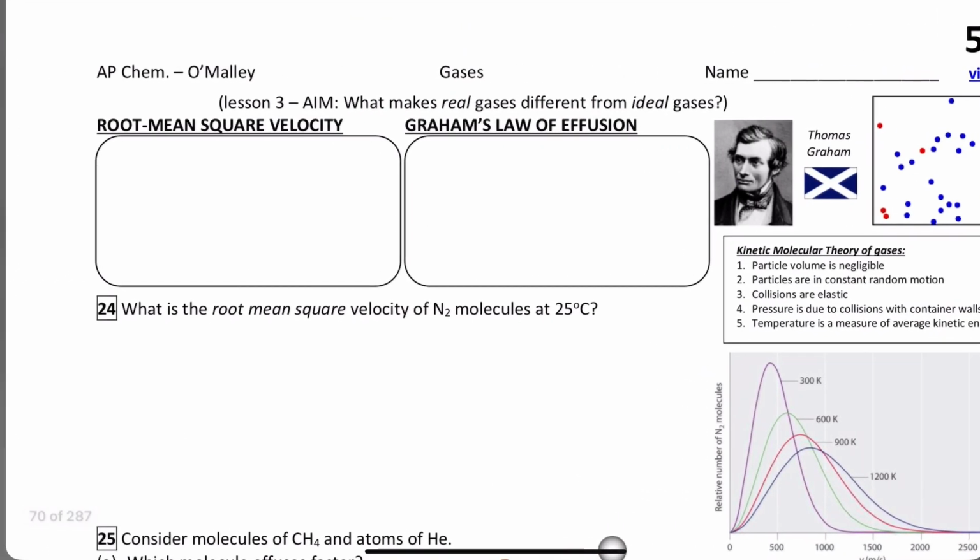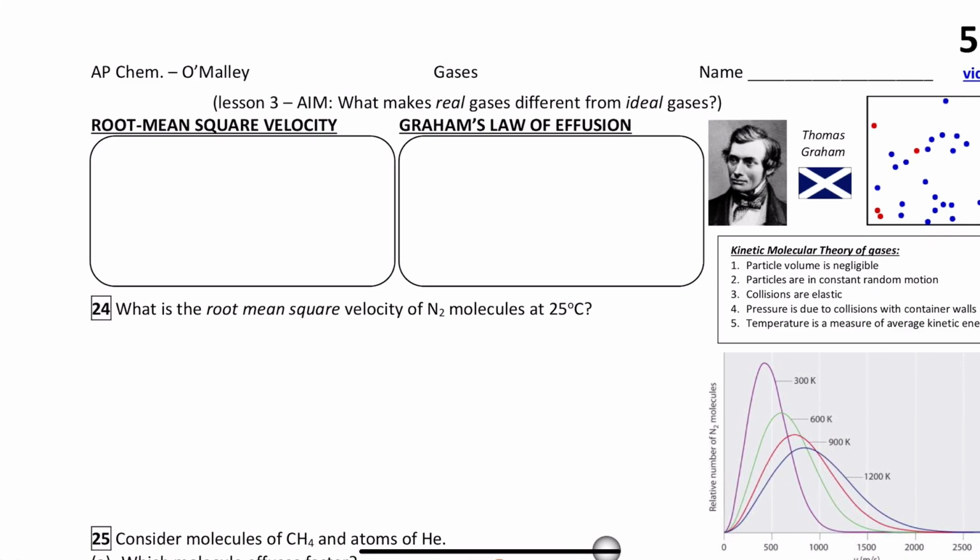Okay, so there are two new equations to look at for today. The first is a calculation of what's called the root mean square velocity. We symbolize this with the letter U, usually abbreviated RMS, and it's equal to the square root of 3 times R times the temperature divided by the molar mass. The most important thing to get out of this equation is conceptually, all that matters about the speed of a gas is how hot it is, the temperature, and how heavy it is, the molar mass.